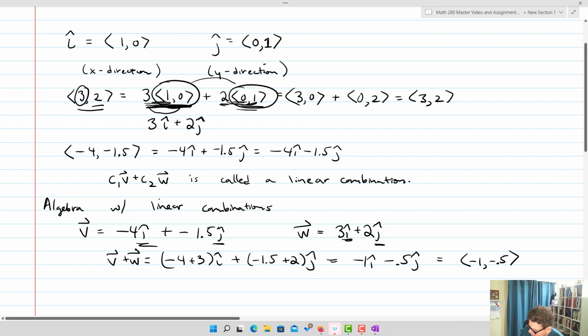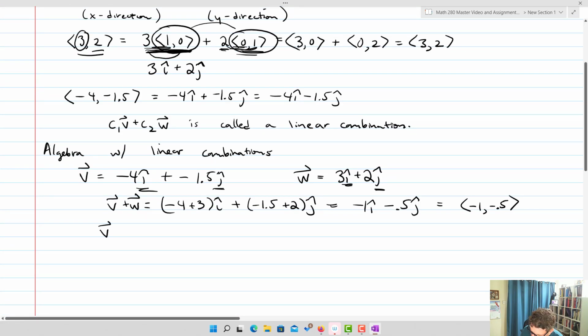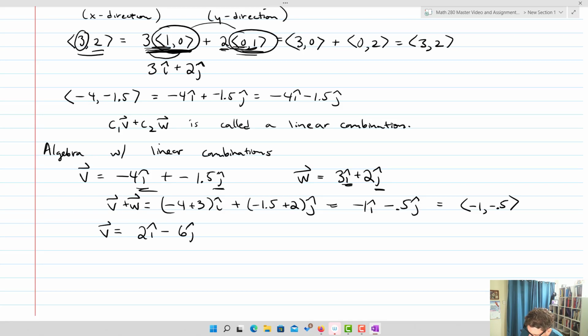So we could see something again. Let's say, for example, that I have v equals 2i minus 6j, and I have w equals just 3i. Then v plus w is going to equal 2 plus 3, so it'll be 5i minus, and there's no j inside of w, so it's just going to be minus 6j. And this is another way to write our vectors, to write them as a linear combination of our standard unit vectors. And that's basically how standard unit vectors work.